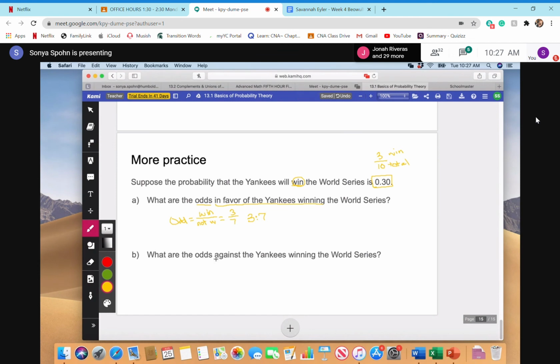And then here are the odds against the Yankees winning. So when we do these odds, it's against winning, so it's going to be not winning over winning. Basically, it's this answer right here, just flipped, reciprocated. 7 not wins, 3 wins, 7-3 odds. Questions on any of those?